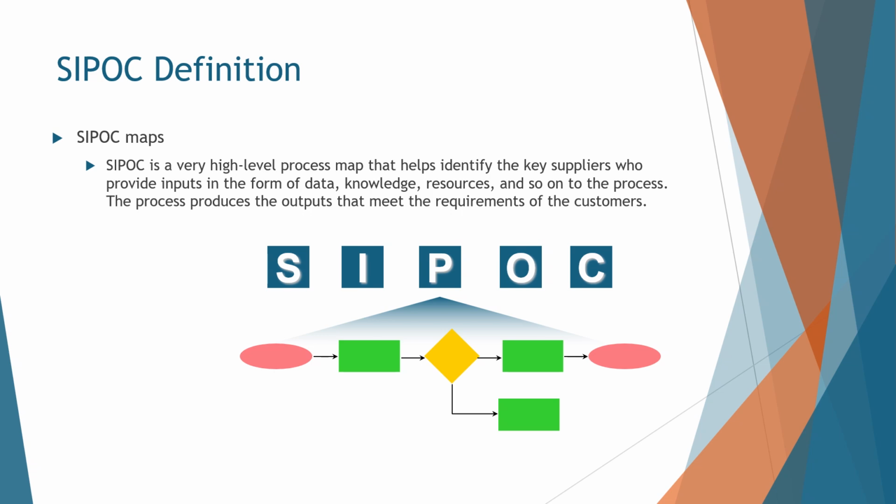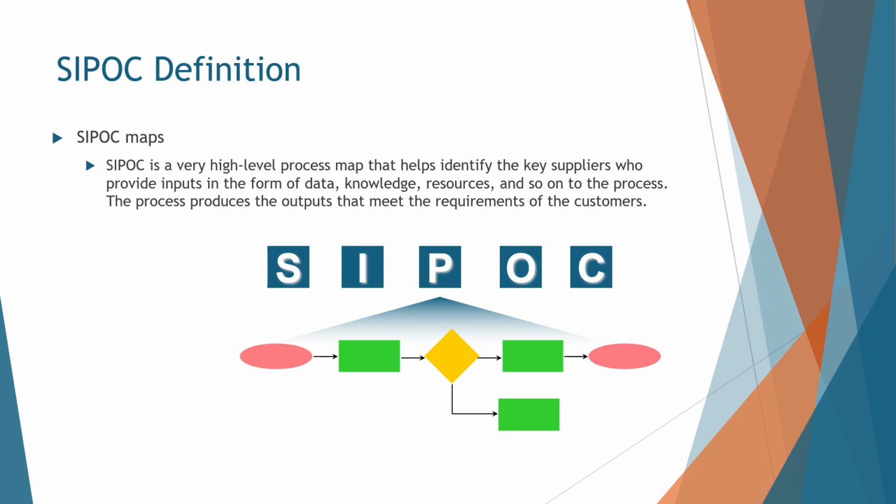The outputs are the results of the process. Special care should be taken to determine how these outputs relate to the customer expectations. That is, do they meet or exceed the customer's requirements? Lastly, C stands for the customers. The customers are the people who receive input requirements on the outputs. Customers can be either internal or external.